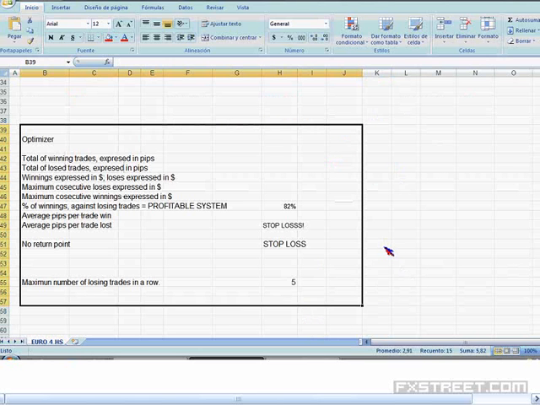So, with this information, when I get all this information, I will be able to complete this one. And then I will be able to trade with this system, knowing what I'm doing in the market.